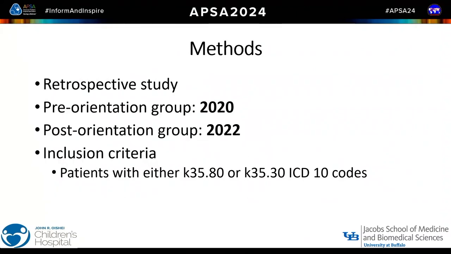This was a retrospective study. Our pre-orientation group consisted of residents who did not undergo a resident orientation program, and our post-orientation group were residents who had undergone the orientation. Our inclusion criteria include patients with a diagnosis of acute appendicitis with either the K35.80 or the K35.30 ICD-10 codes.